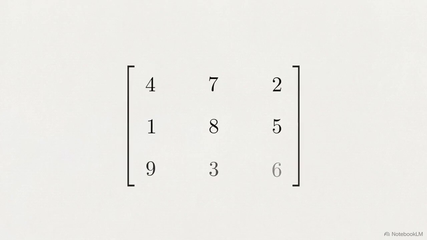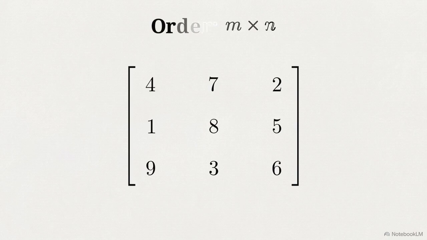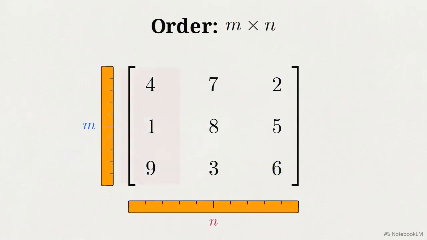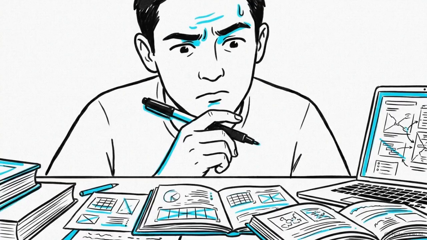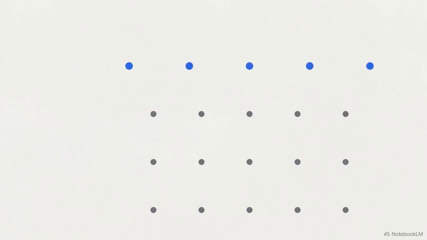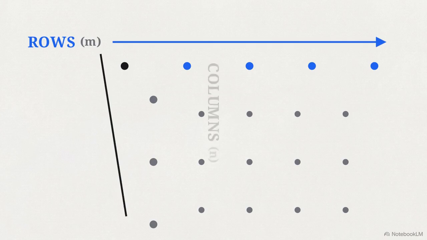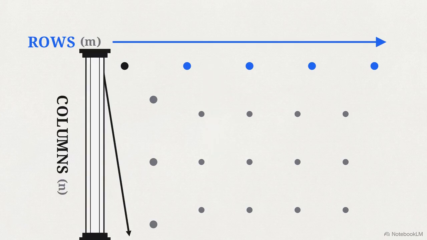To work with these grids, we need a strict standard to describe their exact size. We call this the order of a matrix, and it is always measured by counting the rows followed by the columns. A common hurdle for beginners is mixing up which direction is which. Just remember that rows run horizontally, left to right, exactly like rowing a boat across a lake. Columns run vertically, like the structural columns holding up a building.